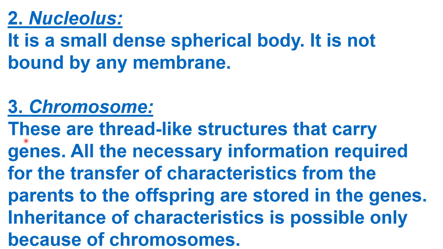Chromosomes. These are thread-like structures that carry genes. All the necessary information required for the transfer of characteristics from the parents to the offspring is stored in the genes. Inheritance of characteristics is possible only because of chromosomes. So all the necessary information from parents to the offspring is stored in the genes, and if there is no chromosome, there will be no inheritance.